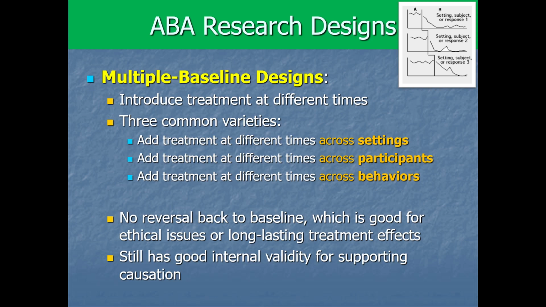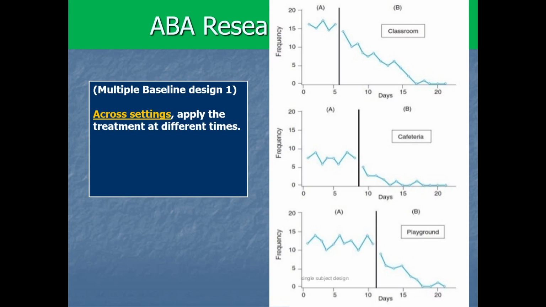But as we'll see, the logic of these designs, they still have good internal validity for supporting conclusions about causation. So in other words, it can give us good evidence that a treatment is what's actually causing the behavior change. So let's talk about these 3 types of multiple baseline designs in turn. First, we'll talk about multiple baseline across settings.